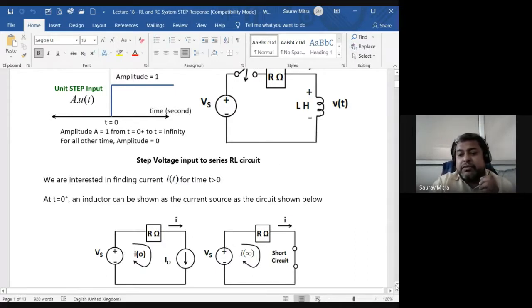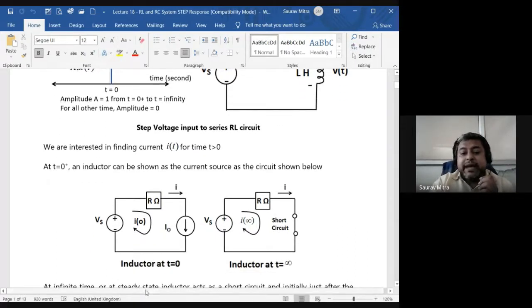So just when the inductor is at t equal to 0, that means just when the switch is connected, the inductor behaves as an open circuit. And what is the initial current in the inductor? That is equal to I0. That means just when the switch is being connected, the inductor acts as an ideal current source. An ideal current source has internal impedance of infinity, and it has a current. And how much is that current? It is the initial current I0.